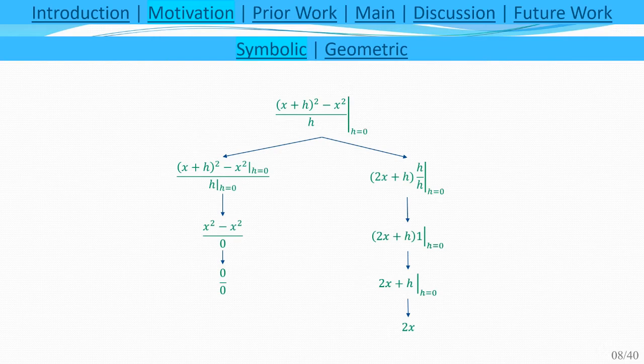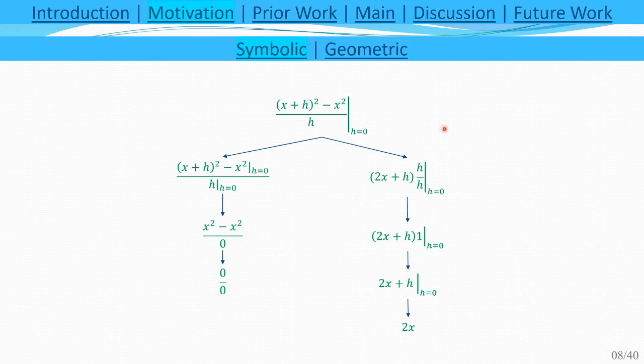Consider a calculation of the slope of the tangent line of f of x equals x squared. We may try to find that slope by simplifying the difference quotient at 0. Simplifying the inside first, we get a factor of h over h. We replace with 1. We cancel 1. We evaluate yielding 2x. We correctly found the slope is 2x.